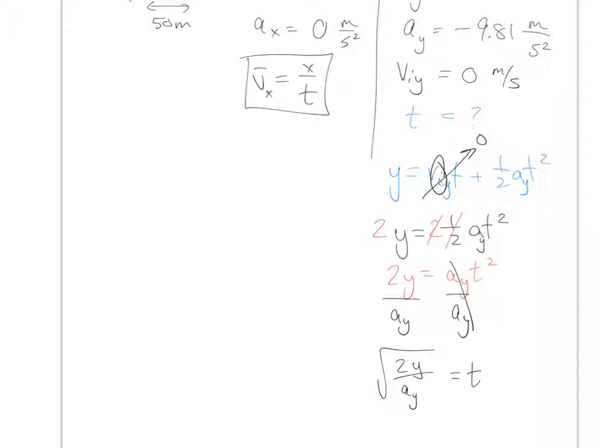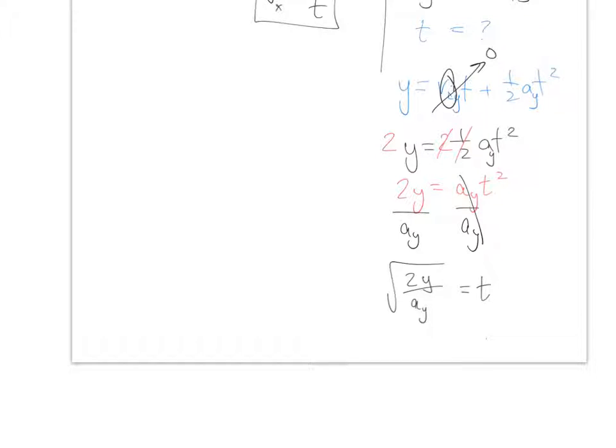Plugging in numbers, y is negative 300, a sub y is negative 9.81. Plug those numbers in, calculate what's going on under the square root. Then go ahead and square root it. We're going to get, what are we going to get? Can somebody tell me what we're going to get? Again, you guys need to do the math parts here. Come on. Yeah, right. What do you got? Radical 61.2? Yeah. Give me to the nearest hundredth. Give me a couple decimals.